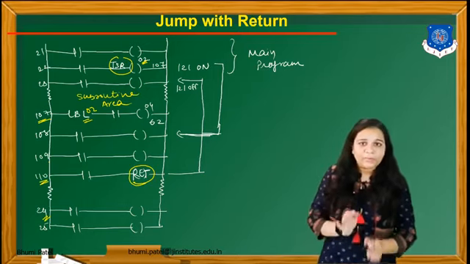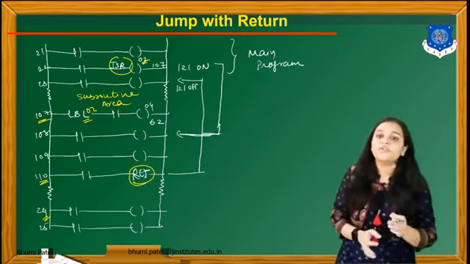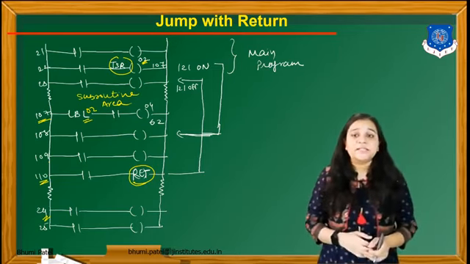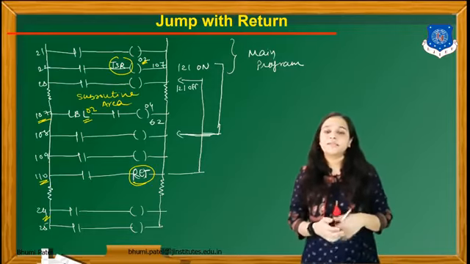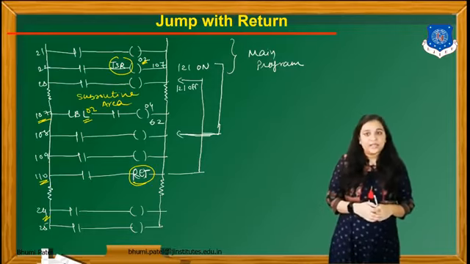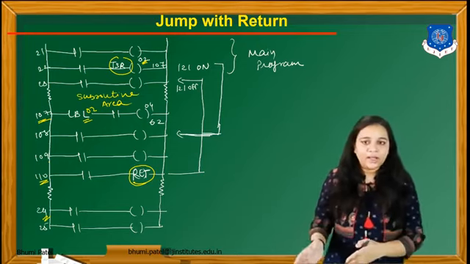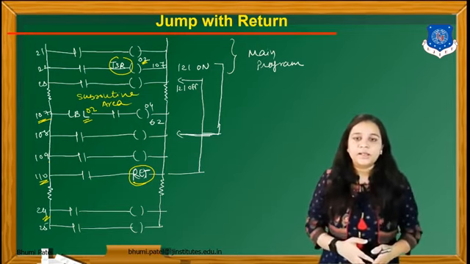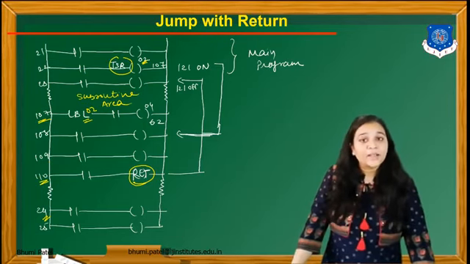You have to remember that whenever we use the jump with return instruction in PLC programming, there are two types of programming. The first is the main program and the second is the subroutine area, and in the subroutine area we write the label and the return function. Clear? So this is all about the program control instructions used in PLC programming.